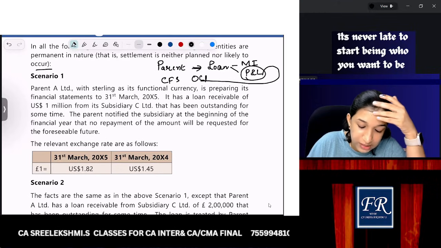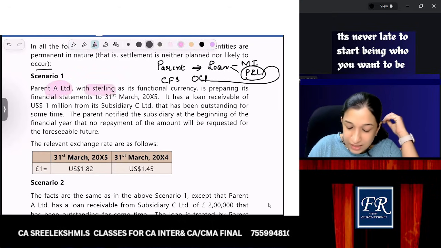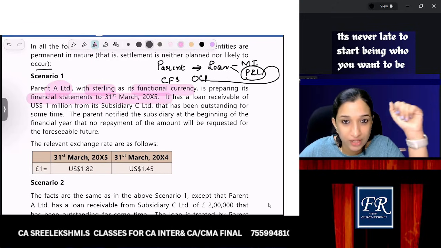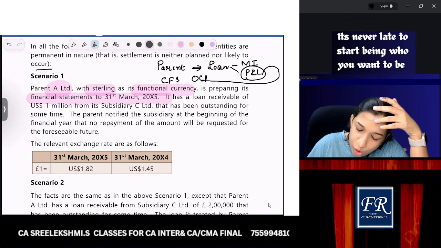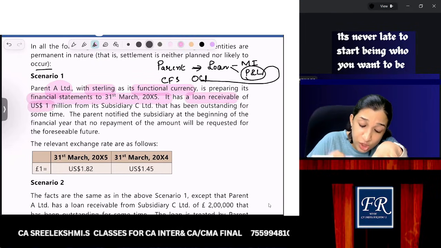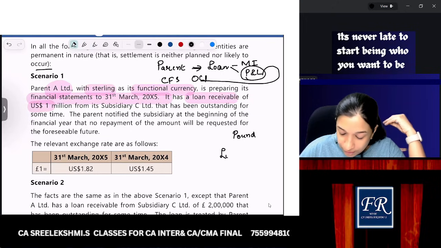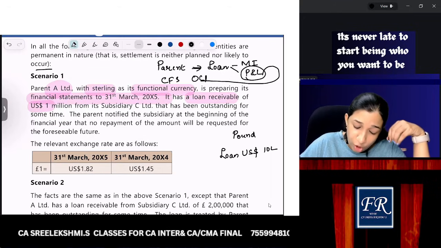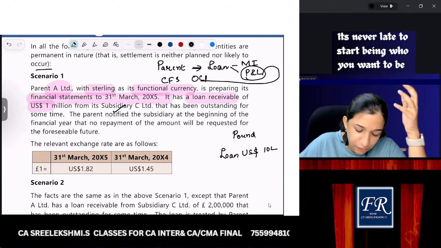Now let's find out what is the question here. What is scenario 1? Parent A Limited with sterling as its functional currency is preparing its financial statements to 31st March 2015. So parent A, pound is the functional currency. It has a loan receivable asset of US dollar 1 million. My currency is pound and I have given a loan of US dollar 1 million, 10 lakhs. So loan receivable from its subsidiary, which means loan given to subsidiary, has been outstanding for some time.